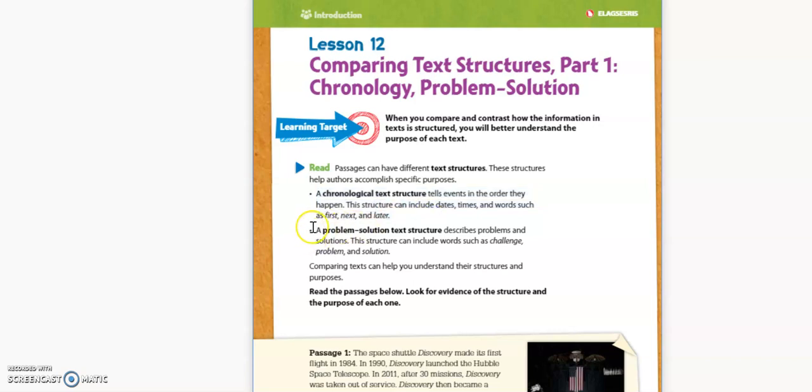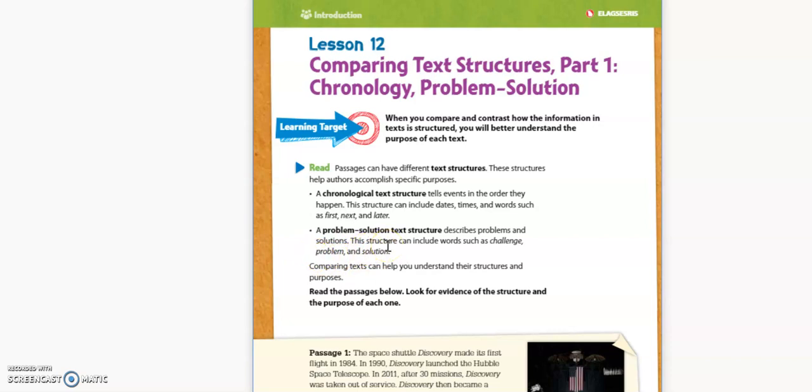Okay. Next, this lesson is going to focus on problem and solution text structure. Our working definition states that the text will describe problems and solutions. The structure will include words such as challenge, problem, and solution. Pretty self-explanatory. So if we are working through a problem and solution type text, we need to be trying to identify the problem and understand what the solution was. How did they find a solution to the problem that was presented in the text?